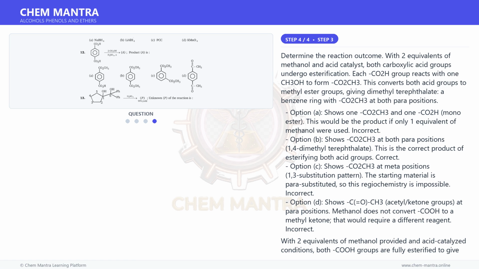positions. Option A shows one CO2CH3 and one CO2H monoester. This would be the product if only one equivalent of methanol were used.